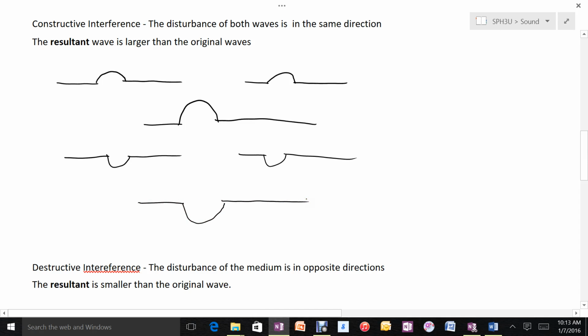So those are our two options for constructive interference, and we notice that the resultant wave is larger than the original waves, or the resulting disturbance is larger.